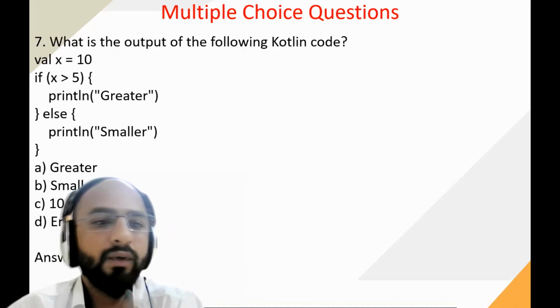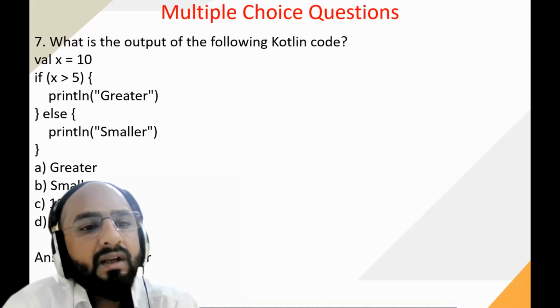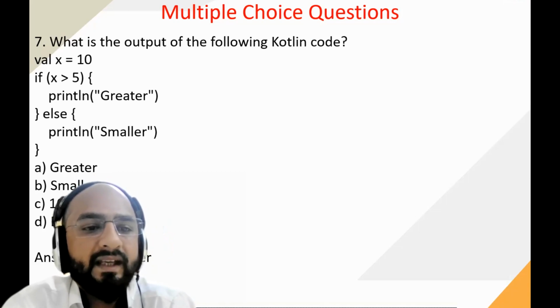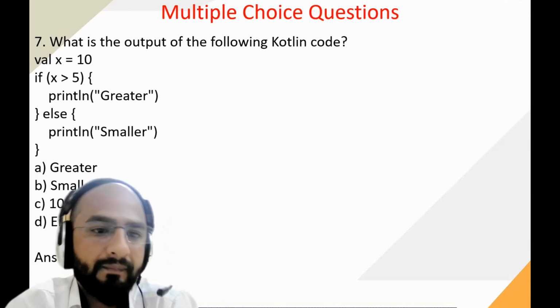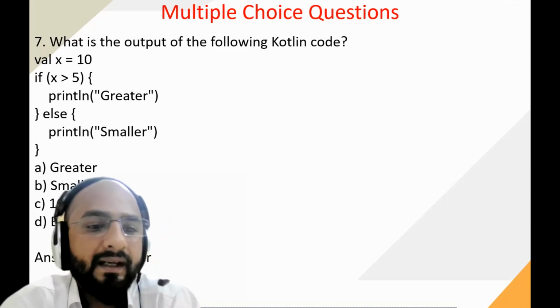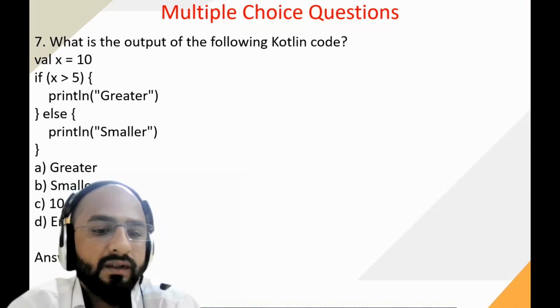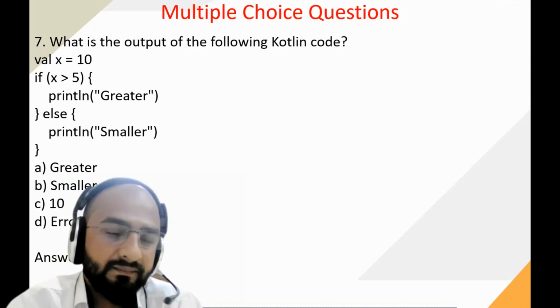What is the output of the following code? Say, for example, we have a variable x equal to 10, val x equal to 10. If x is greater than 5, then print greater, else print smaller. So what is the output? There are 4 options: greater, smaller, 10, or error. So the right answer is A. If you run this code, you will get the output as greater.